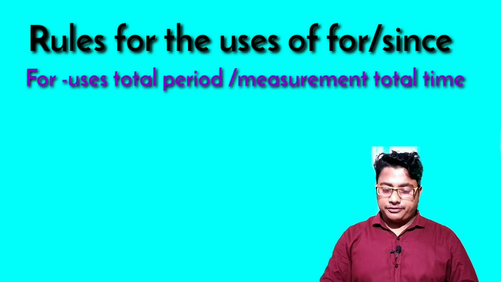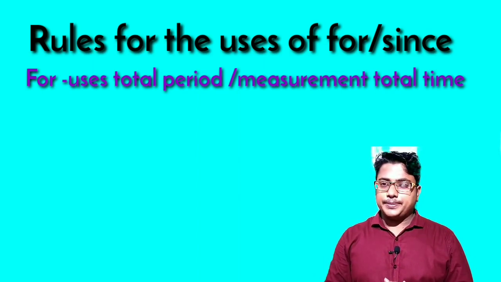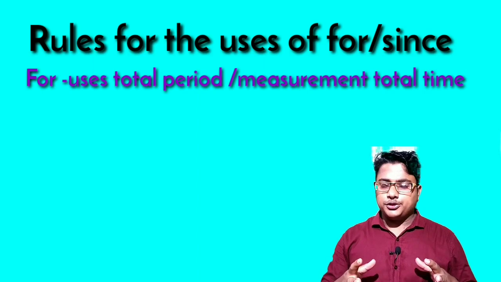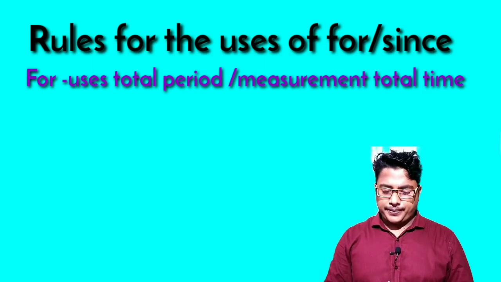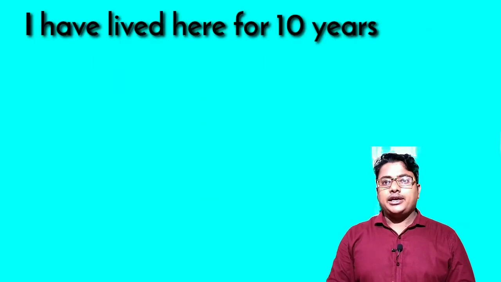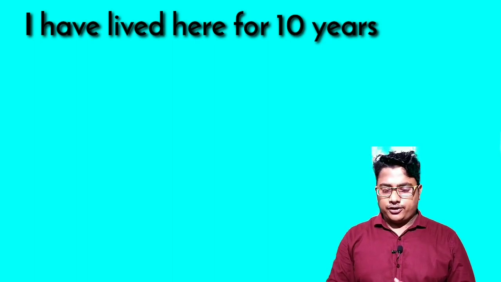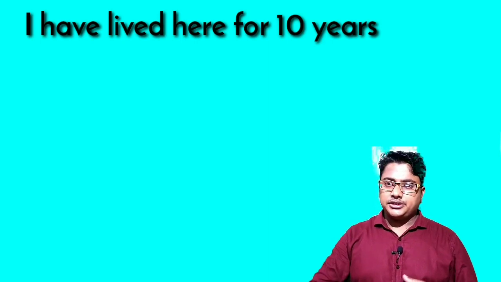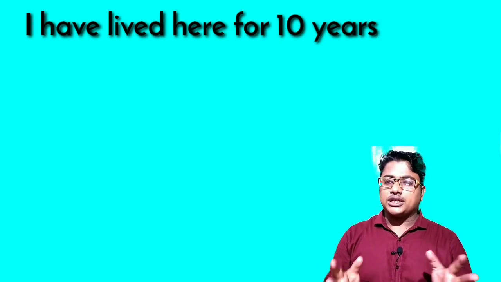We use for for the period of time or the measurement of time. It's used to express the total time. For example, I have lived here for 10 years. Here the phrase 10 years expresses total time. It measures a total of 10 years.